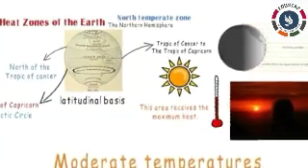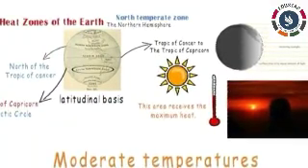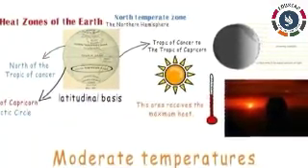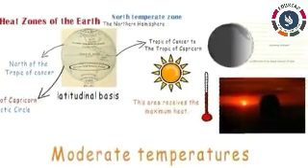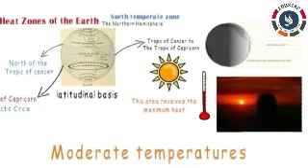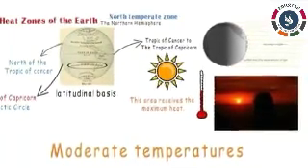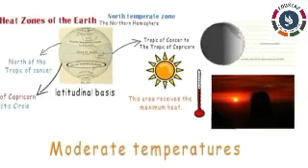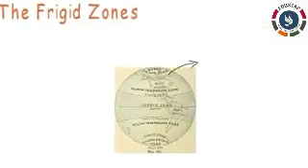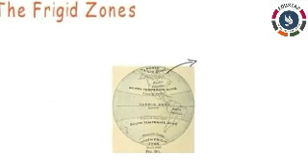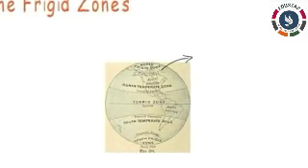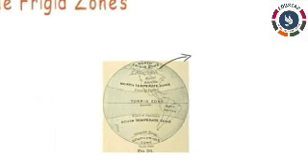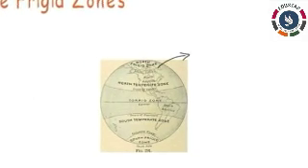The next, the midday sun never shines overhead on any latitude beyond the Tropic of Cancer and the Tropic of Capricorn. The angle of the sun rays goes on decreasing towards the poles. As such, the area bounded by the Tropic of Cancer and Arctic Circle in the northern hemisphere, and Tropic of Capricorn and Antarctic Circle in the southern hemisphere have moderate temperatures. These are therefore called temperate zones.